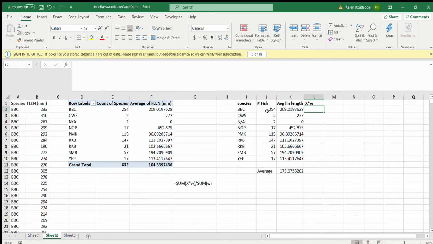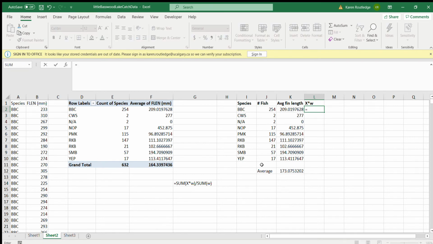You can think of number of fish as number of people. It's the population. And if we have a number of things in our data set, generally that is what we want to use as our weights. So here we're going to have fin length as our x, and number of fish will be our weights.